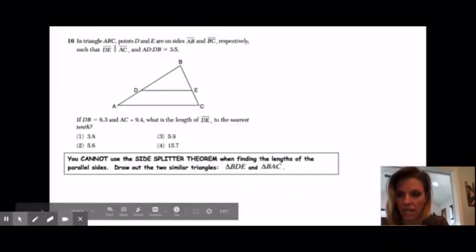Woohoo! And this is number 16. This is the last one for today.